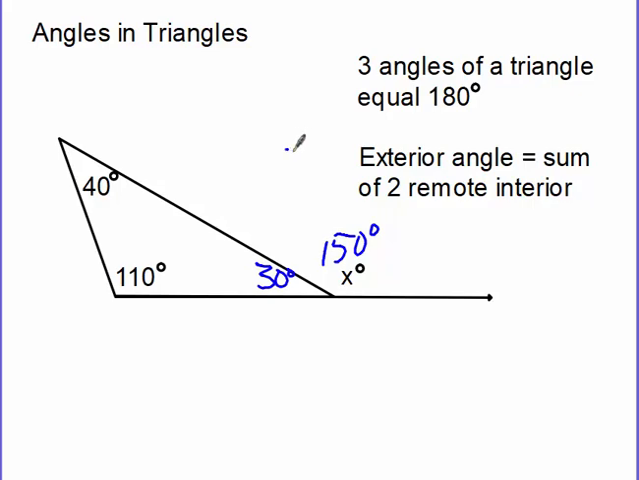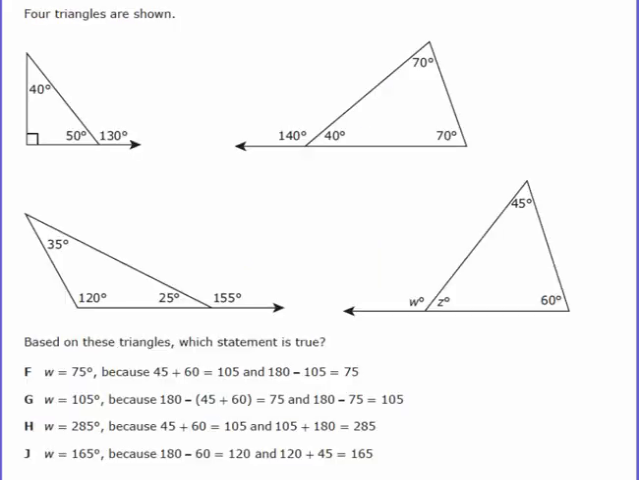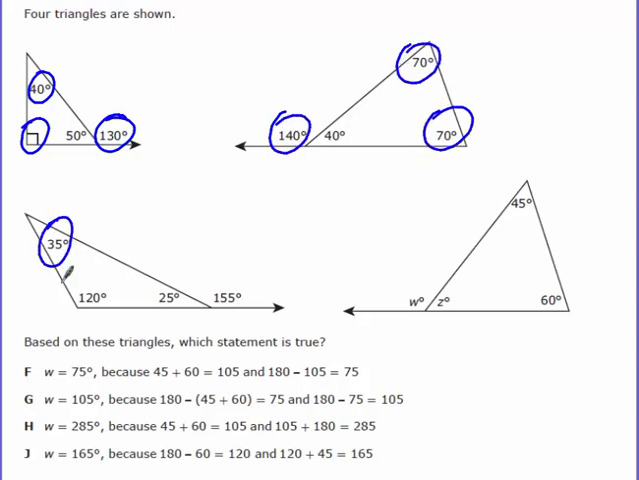We also should know that an exterior angle, which is X degrees, is equal to the sum of the two remote interior angles, which are the two farthest away from it. Again, why would I need to know that? Because sometimes they give you questions like this. Four triangles are shown. Based on these triangles, which statement is true? This 130 is equal to this 40 and this 90. This 140 is equal to this 70 and this 70. This 35 and 120 are equal to the 155.